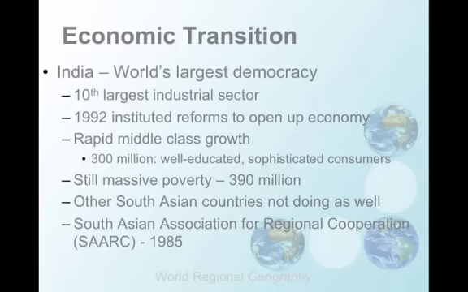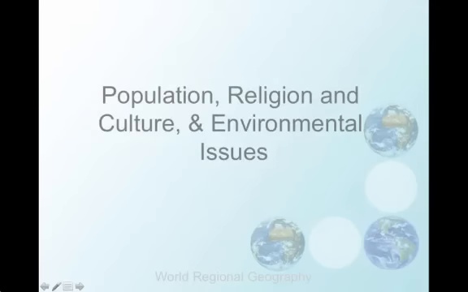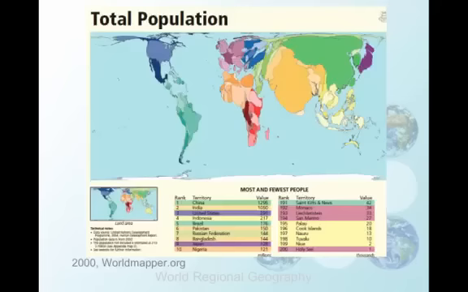And you have in 1985, to overcome or to at least improve the economic condition of South Asia, the formation of what is known as the South Asian Association for Regional Cooperation. Next, I want to talk about some various issues affecting the South Asia region. These include population, religion and culture, and also environmental issues.